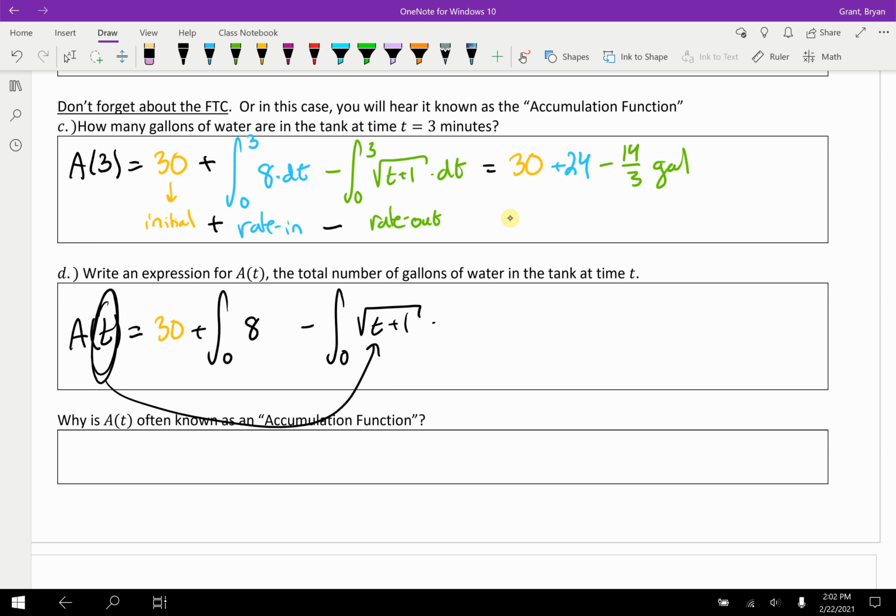So this is where the concept, and we've seen this before, the concept of dummy variables come into play. I only want the 3 to get substituted into the tops of these integrals. That's the only place that we put a 3. So I want this variable up here to be t, because whenever we replace this guy with 3 or whatever number, the rest of those get replaced.